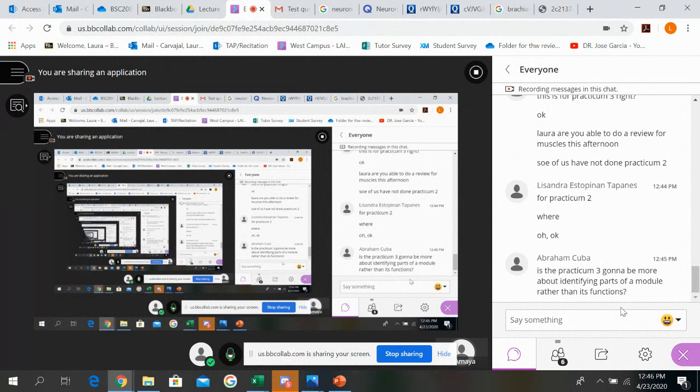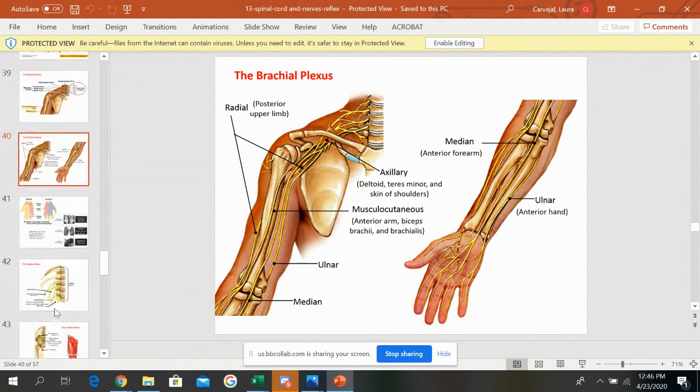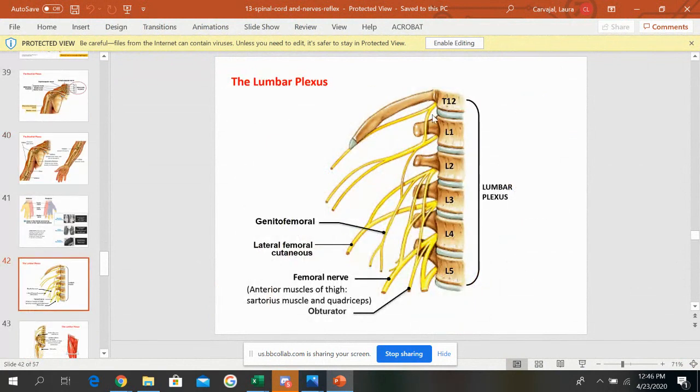No functions. From what I recall, there were no functions that you needed to know, just what is this? What does it separate? What are these? What are the nerves that are part of the brachial plexus that control the forearm, the arm, and the hand? The same goes for the nerves of the lumbar plexus. So you need to know the nerves.